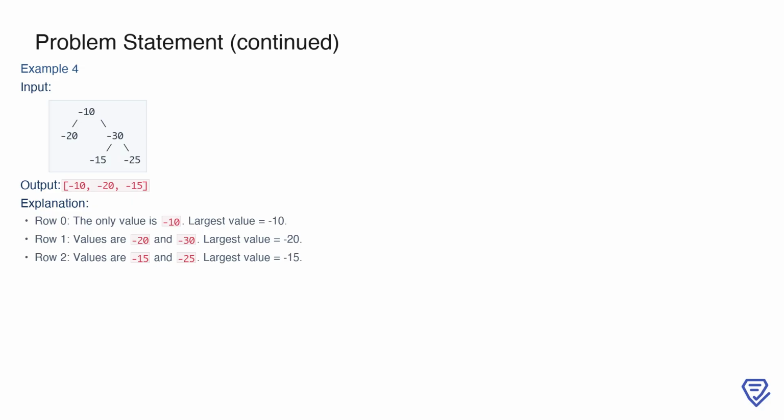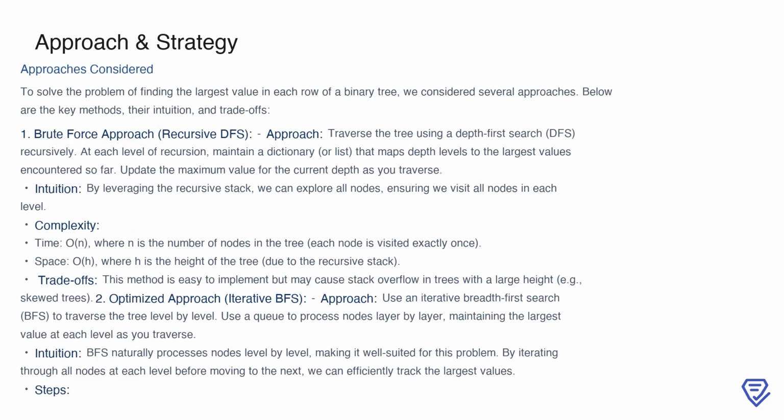This example highlights how the solution must correctly identify the largest value in each row even when all values are negative, ensuring that the algorithm is robust across a variety of tree configurations and value ranges. To solve the problem of finding the largest value in each tree row, we explored a few different approaches, each with its own intuition and trade-offs.